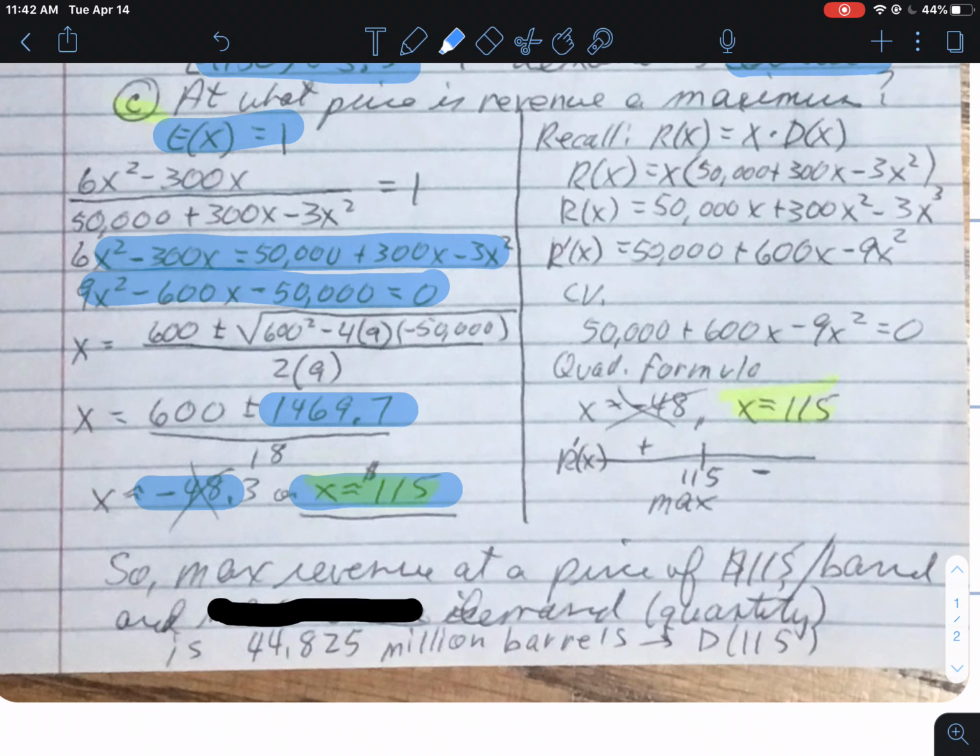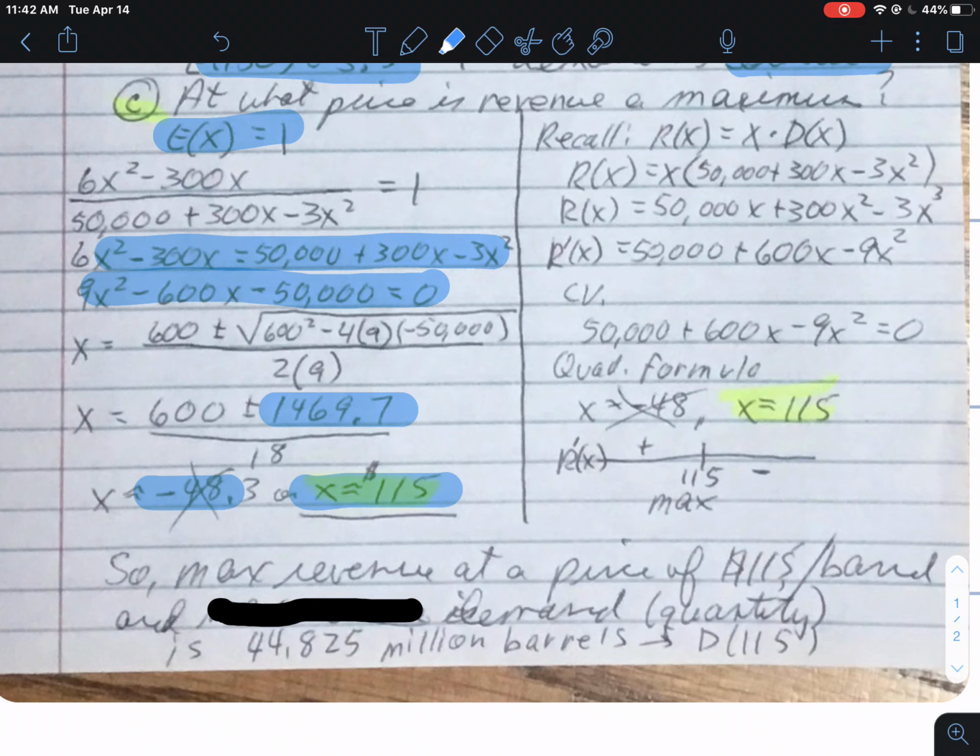Remember, that's your price. This is our elasticity of demand, E of x, where x is the price that we're charging. So we're told by this model that unit elasticity occurs at a price of $115 per barrel. And that is then where maximum revenue would occur.